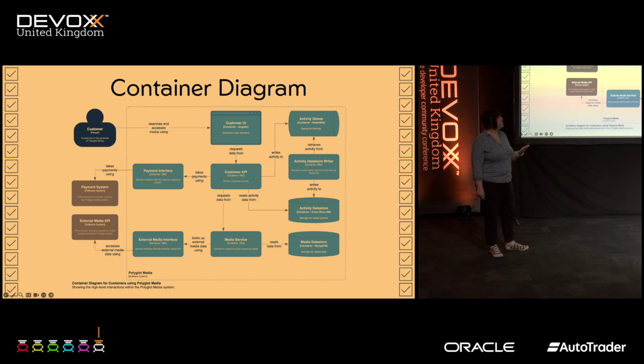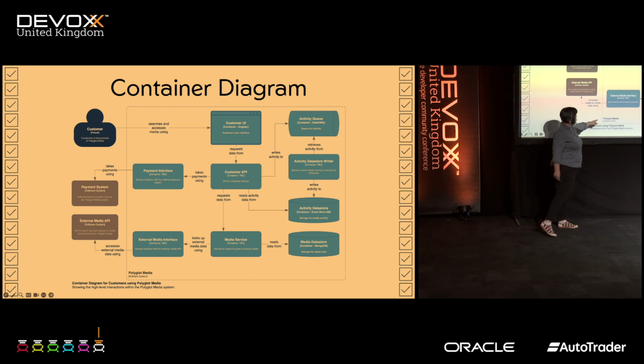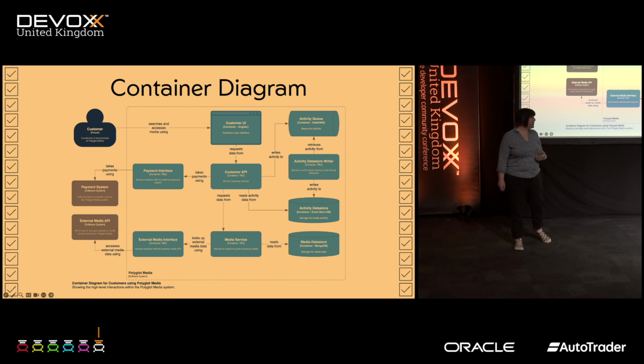And then the next level down is a container diagram. Now, if you see this dotted line around here, this is that dark blue system from the other diagram. And so this has split that information out, and we can see how these things really connect to each other. We can see that this external media API is being connected to by that interface.